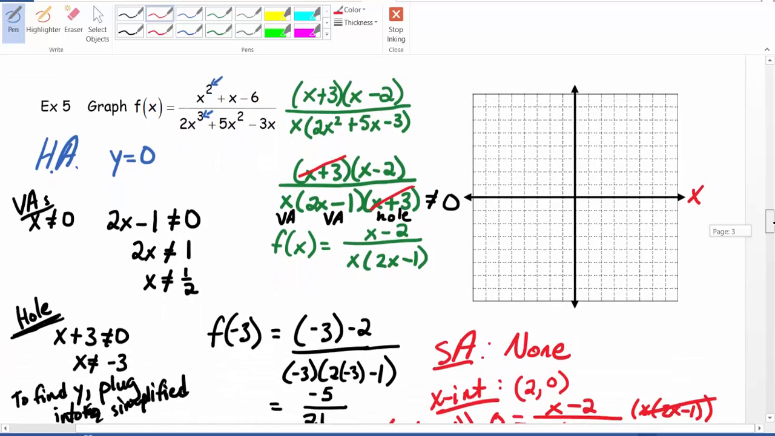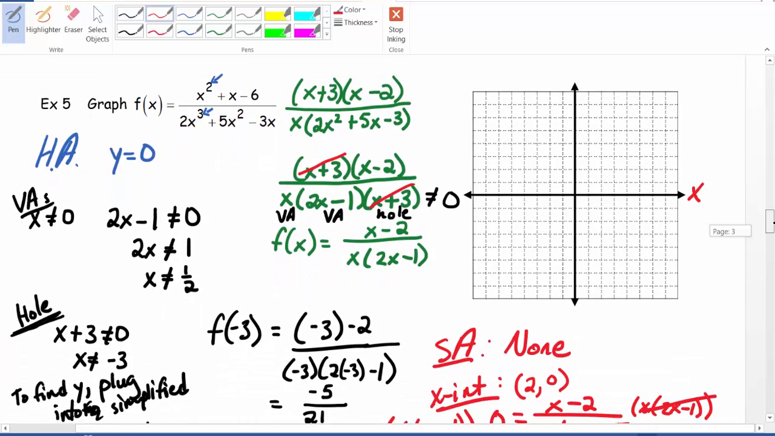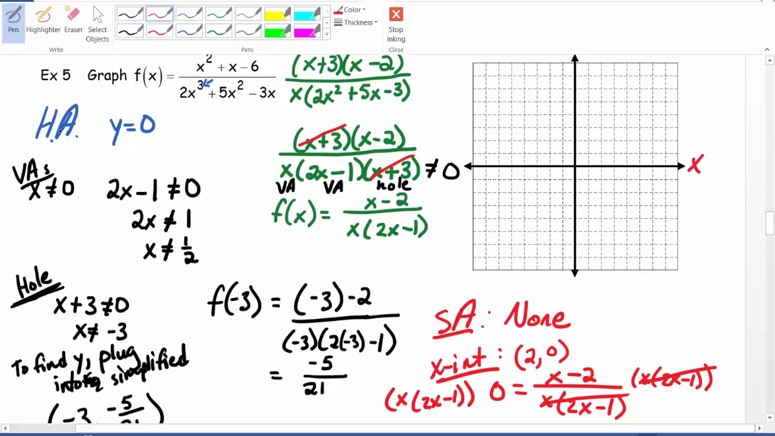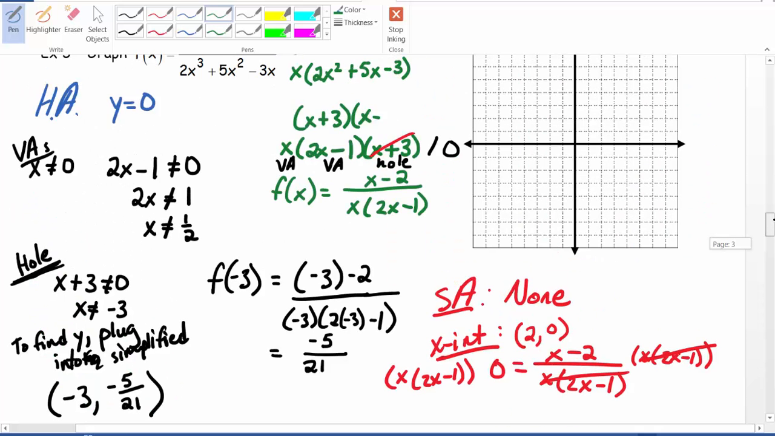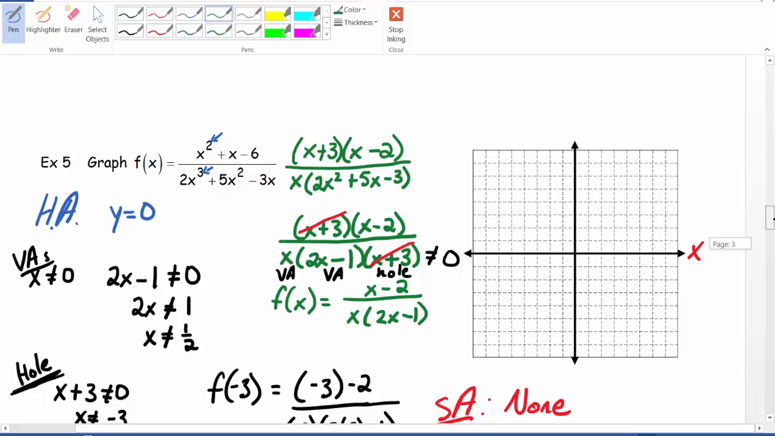The final item that we need to check for is to see if this actually crosses a horizontal asymptote. Our horizontal asymptote is 0. So we have again our horizontal asymptote. We'll go to green. So checking to see if the cross happens, we're going to take our horizontal asymptote, which we know was 0. And we're also going to take our simplified version of this function.